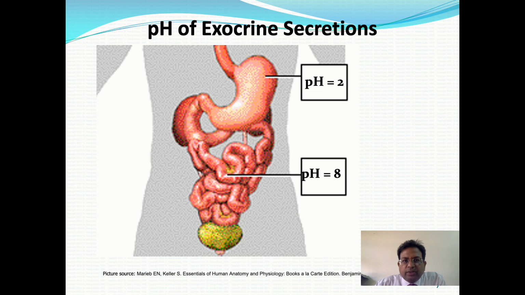Similarly, the pH of the gastric cavity is around 2, and that of the intestinal lumen is around 8, which is a little bit alkaline.